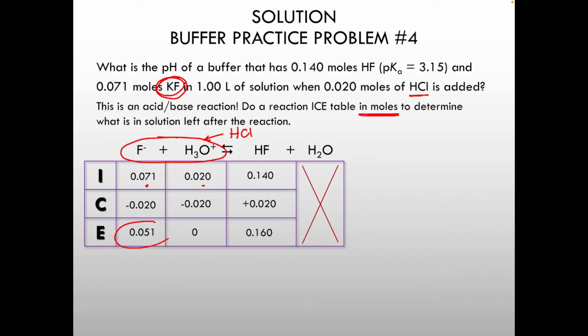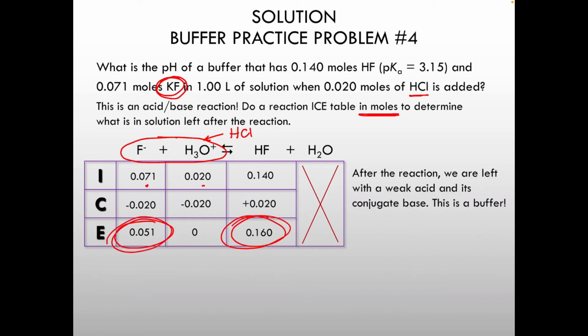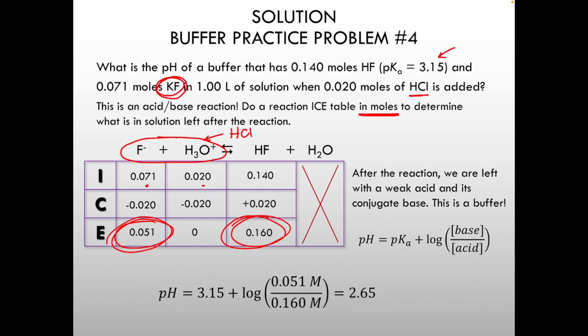And so now we have conjugate base and weak acid, so we have a buffer. Now that we have a buffer, we can go ahead and plug it into our Henderson-Hasselbalch equation. pH equals pKa plus log base over acid. So we were given our pKa, which is great, and then we can just plug in our concentrations, right?